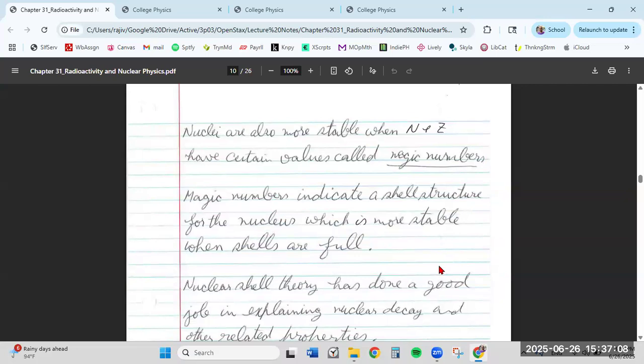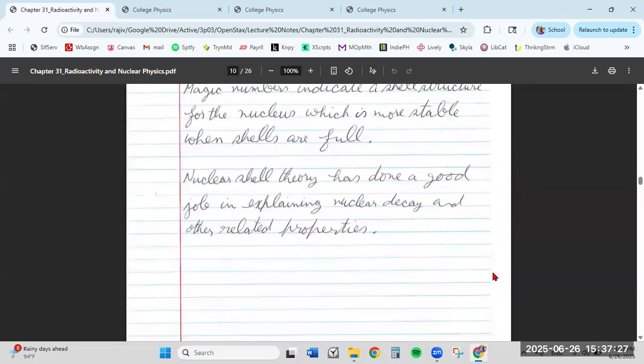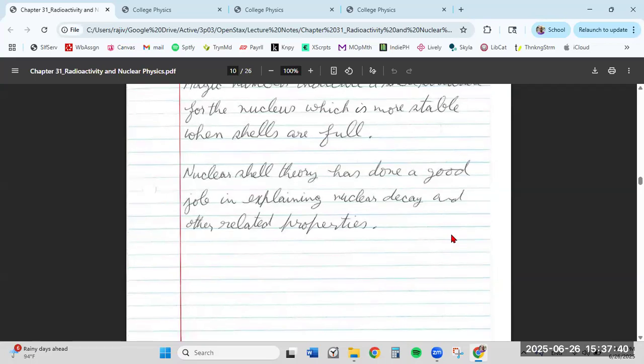So magic numbers indicate a shell structure for the nucleus, which is more stable when shells are full, kind of like how inert or noble elements don't react with other elements because all the shells are complete. Nuclear shell theory has done a good job in explaining nuclear decay and other related properties. So it's an accepted theory in nuclear physics.